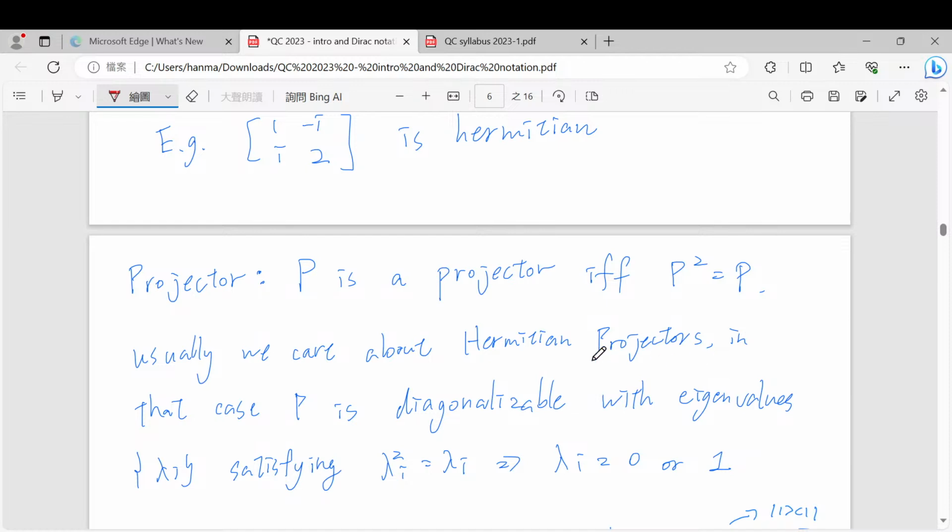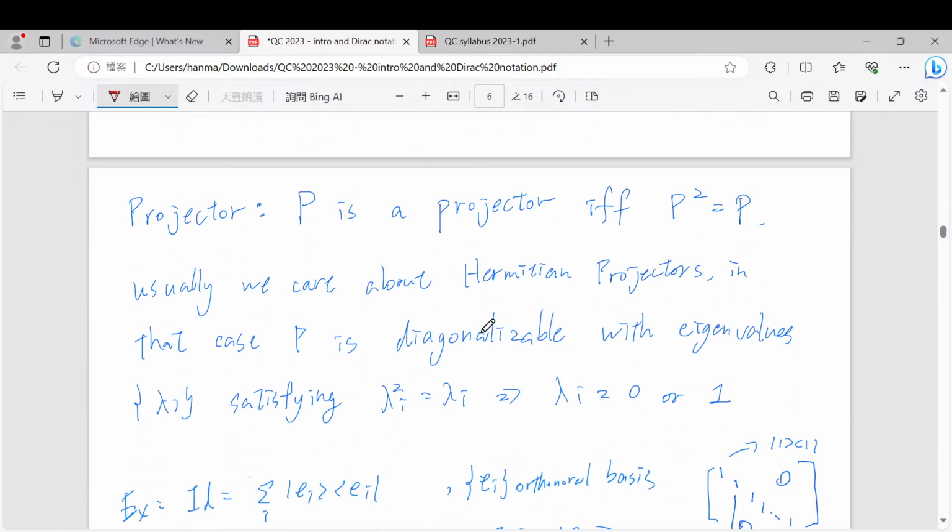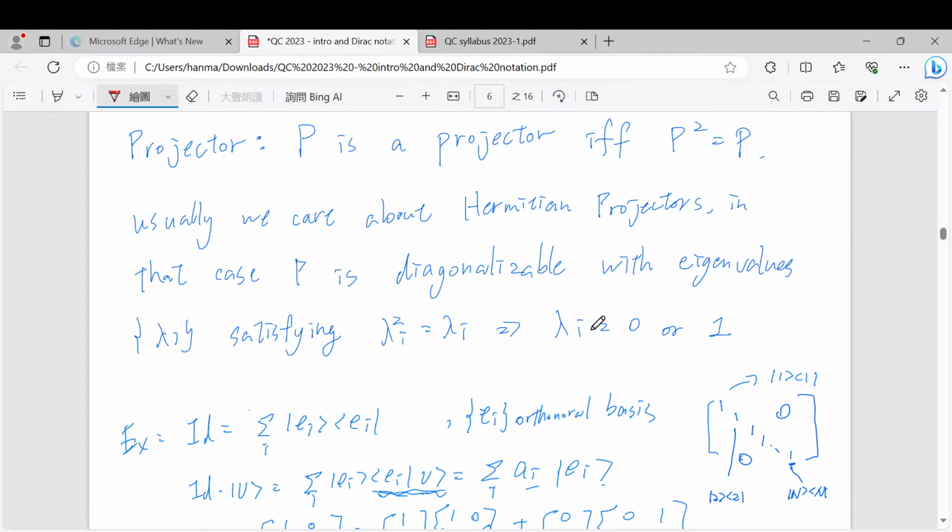If your projector is Hermitian, then it has very nice properties. Because if it's Hermitian, as we will say later, then it's diagonalizable, and you can think about its eigenvalues. So think about the eigenvalues of this Hermitian projector, lambda i's, and then you plug into this equation, you will get lambda i squared equals lambda i. And that means that the eigenvalues of your Hermitian projector are either 0 or 1.